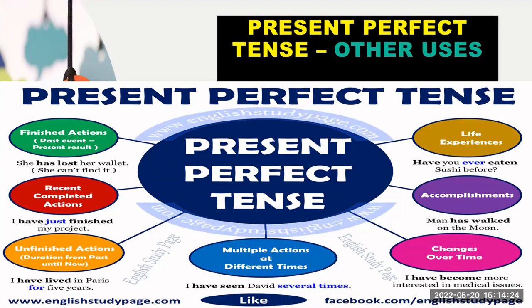Then accomplishments, which we earlier talked about. Man has walked on the moon. That's an accomplishment. Then changes that have taken place over time. We also talked about them. I have become more interested in medical issues. That is, I was not interested in that before, but all that has changed. A change that has occurred. You can use it to talk about growth, like the example we earlier saw: you have grown much bigger since I saw you the last time. Changes that have occurred over time.